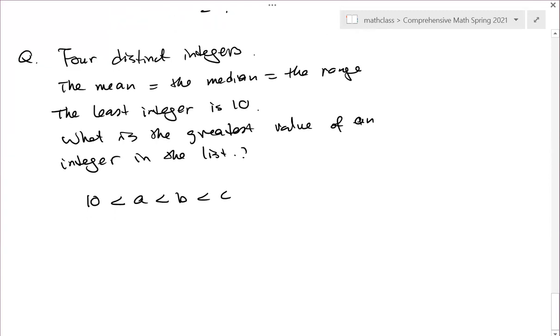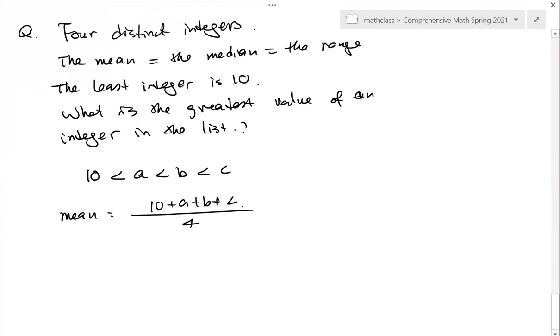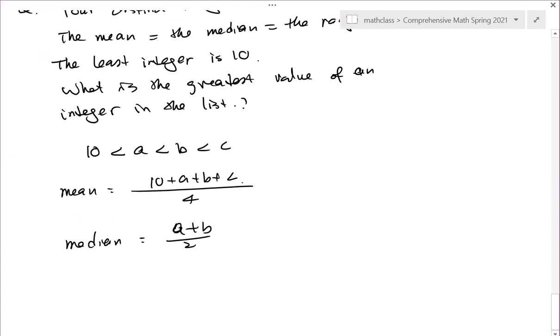So what's the definition of the mean? The mean is going to be 10 plus A plus B plus C, divided by 4. The median is going to be the middle two divided by 2, because this is an even count, you have 4 numbers. That's why we take the two middle ones and average them. The range is just the difference of the largest number and the smallest number, so C minus 10. So those are the formulas.